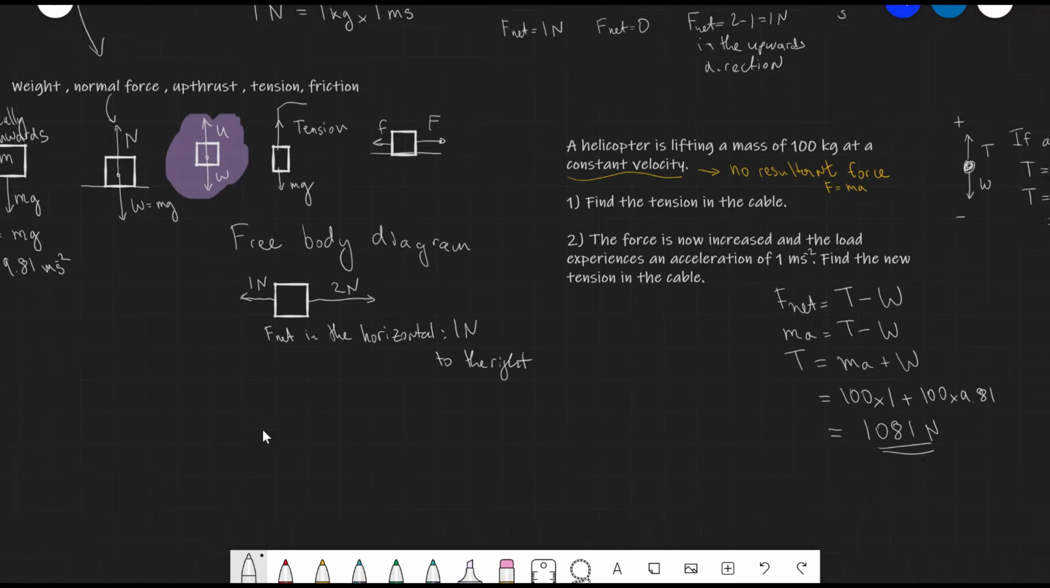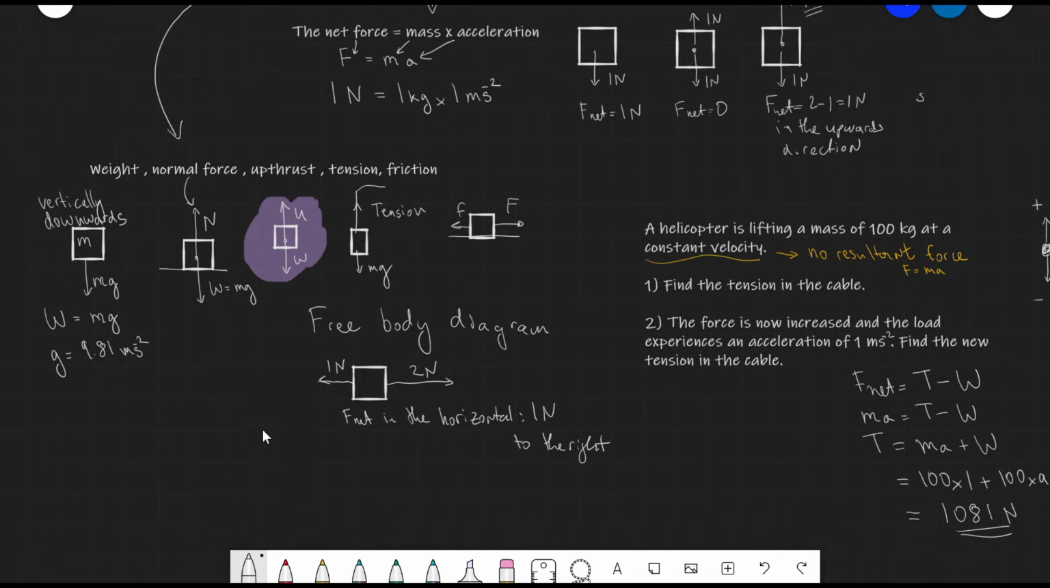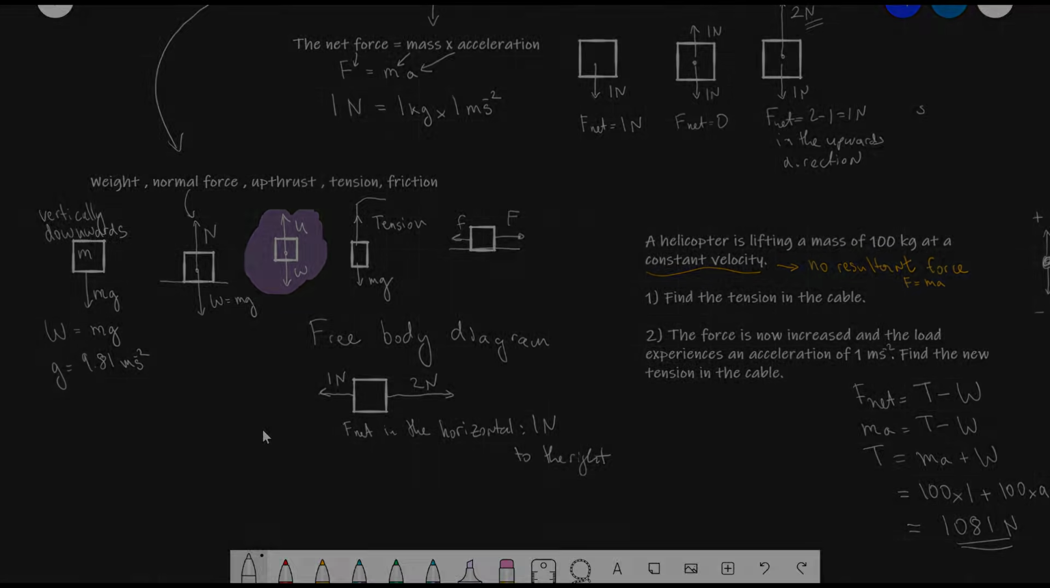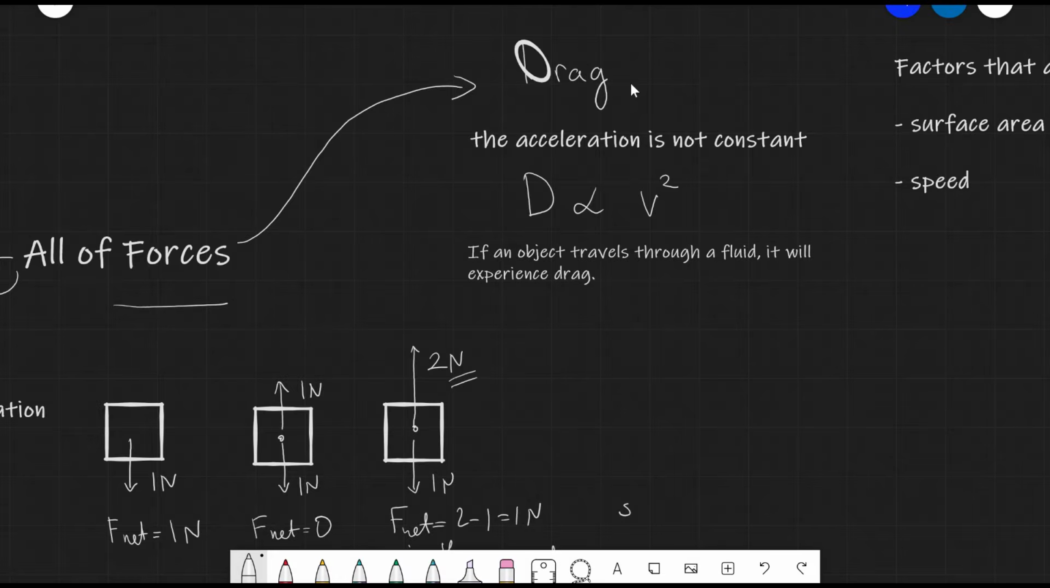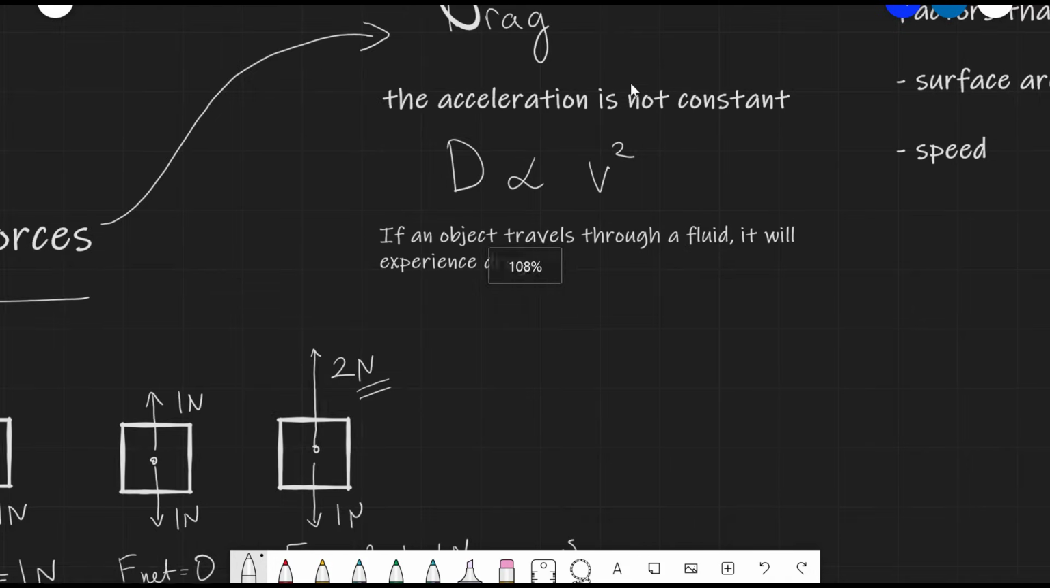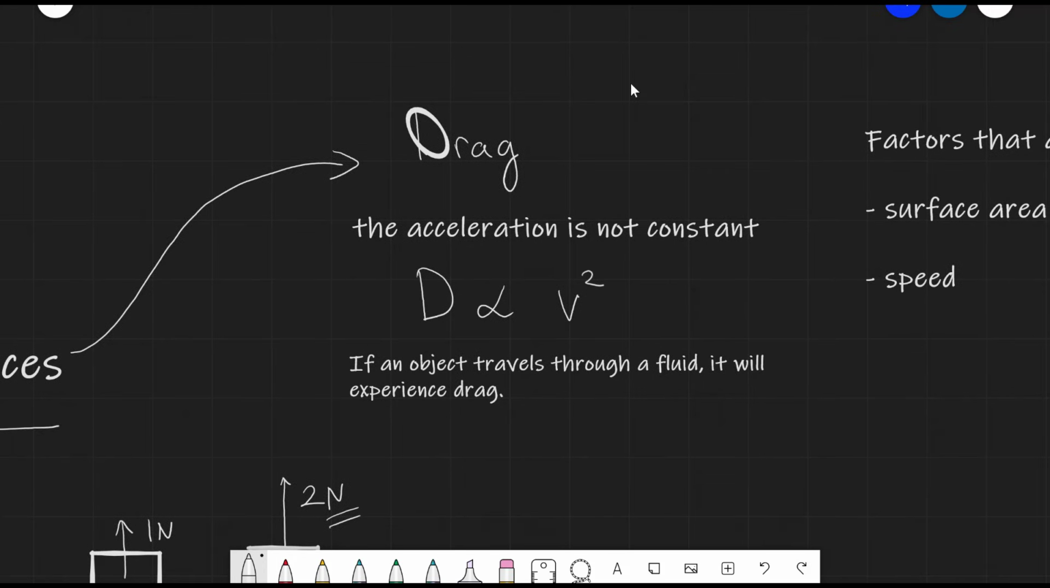Okay, well, what we've done so far is we've looked at Newton's second law, we looked at free body diagrams, different types of forces, and we've applied this to a problem. Now let's have a closer look into one specific force which is known as drag. The acceleration is typically not a constant during the motion when an object is experiencing a drag force.